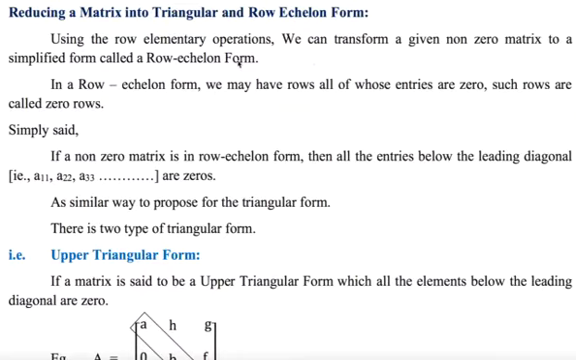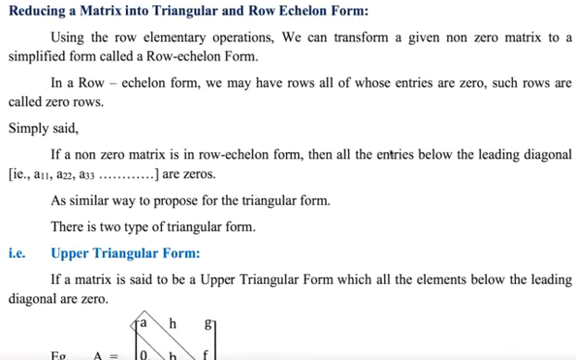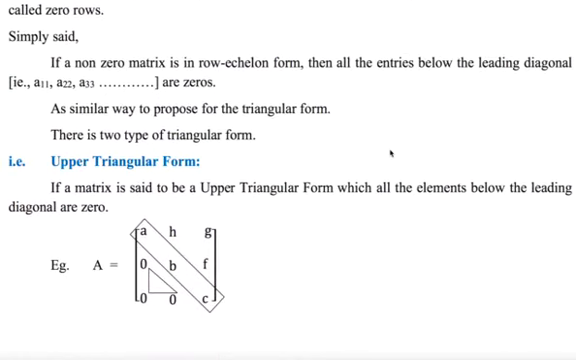Using the elementary row operations, we can transform a given non-zero matrix to a simplified form called row echelon form. In a row echelon form, we may have rows all of whose entries are zero. Such rows are called zero rows. If a non-zero matrix is in row echelon form, then all the entries below the leading diagonal are zeros. That is, we are actually converting it into an upper triangular matrix.